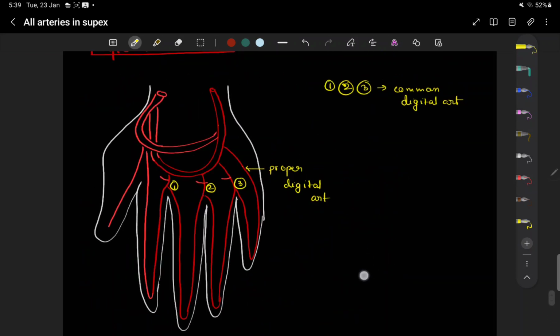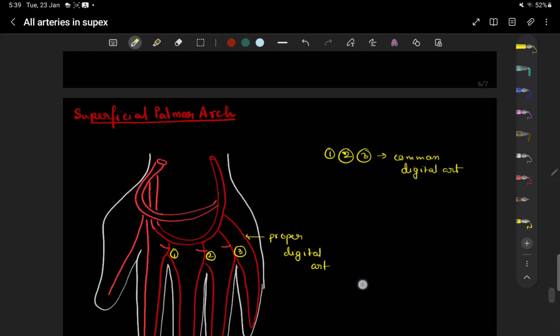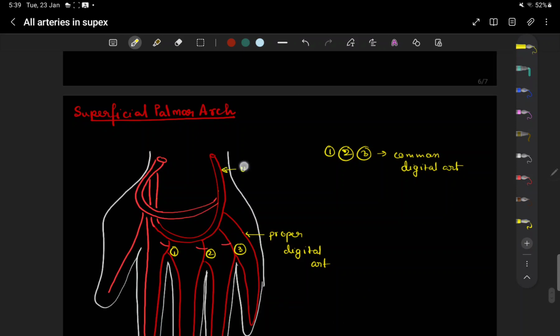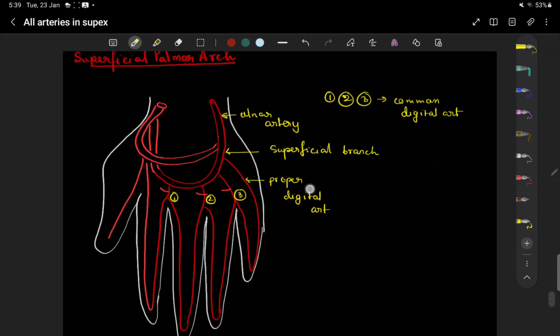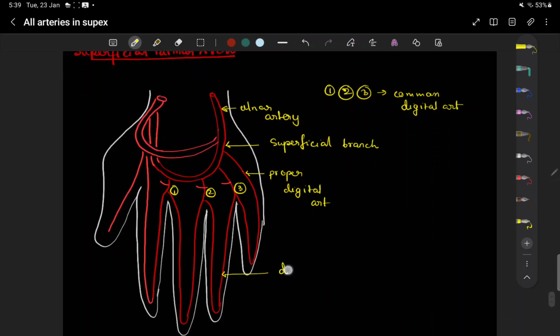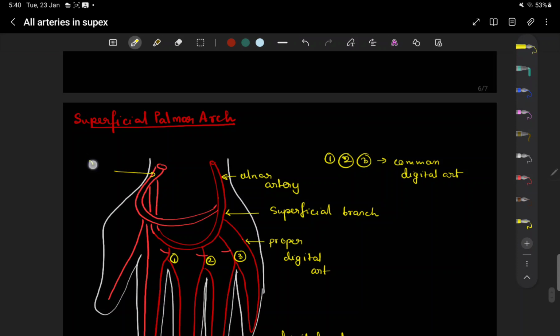Next, let's talk about the deep palmar artery. This is the ulnar artery, superficial branch, and this breaks down into the digital arteries. This is the radial artery. This is the superficial branch of the radial artery.